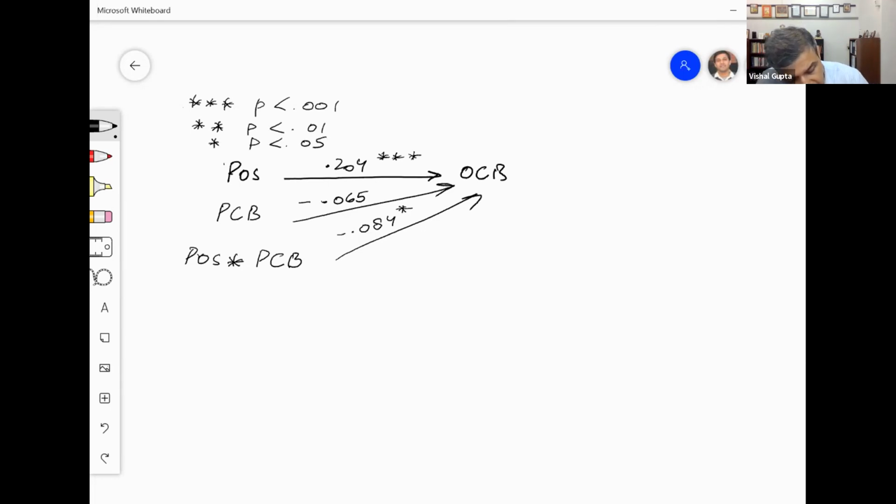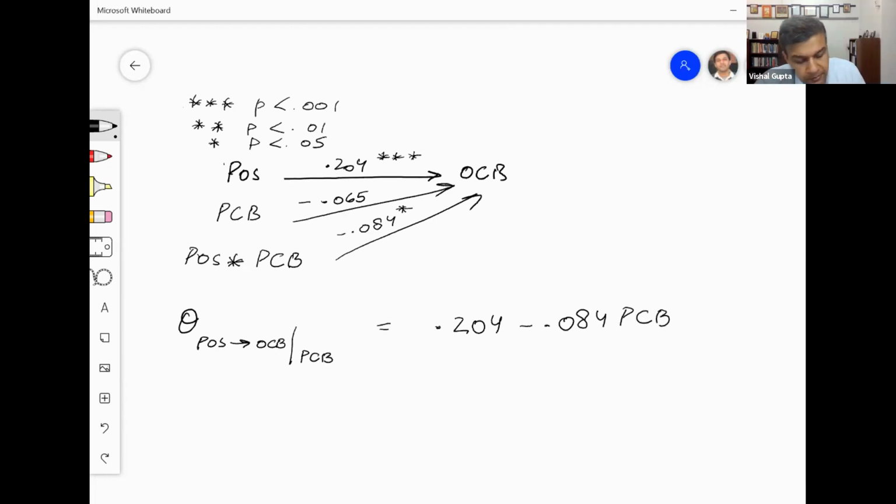Okay, so what is the theta x to y conditioned upon, or let me call it as theta POS to OCB, which is conditioned on PCB? It is given by 0.204 minus 0.084 times PCB.